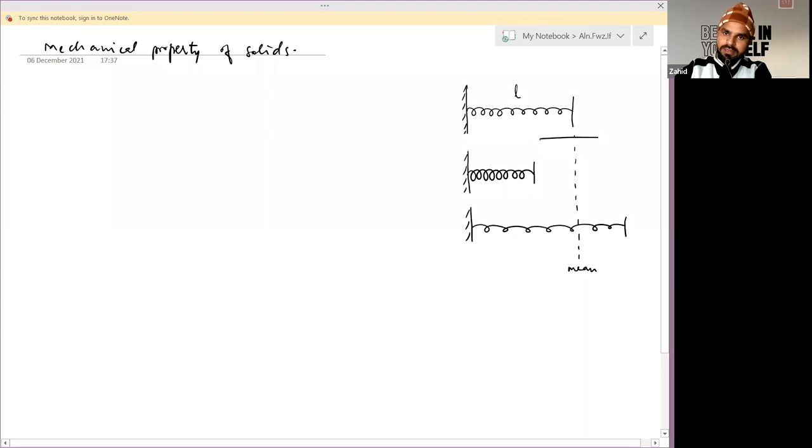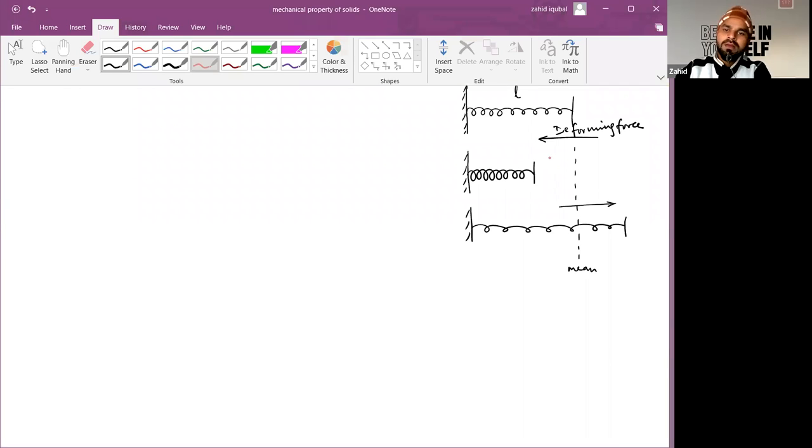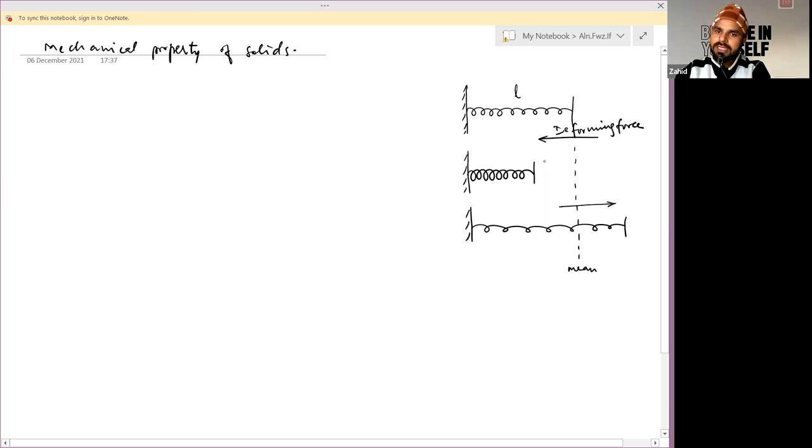To compress this spring towards this direction, you must need some deforming force applied over this part. So this is called deforming force, the force which is responsible for deformation of a particular object. Similarly, to stretch it, you must need some deforming force along this direction. Now, due to this deforming force, there is some compression or extension in this spring, due to which a restoring force gets developed into it along this direction.